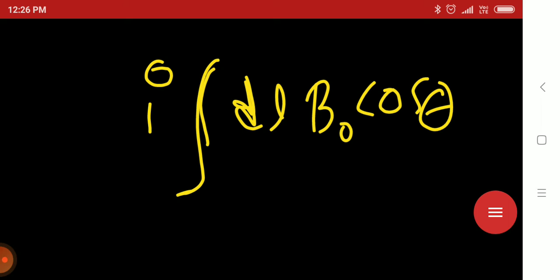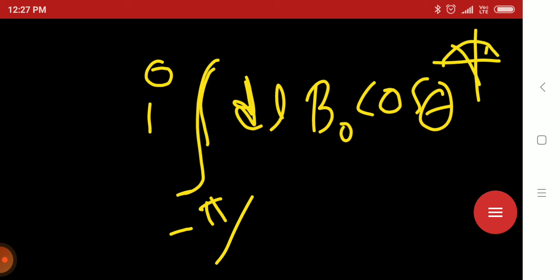Now 60 degree was the angle. Now if we divide by the axis, that means 30 degree. 30 degree means what? Minus pi by 6 to plus pi by 6 will be the limit, because 60 degree was the angle here, the first previous angle.